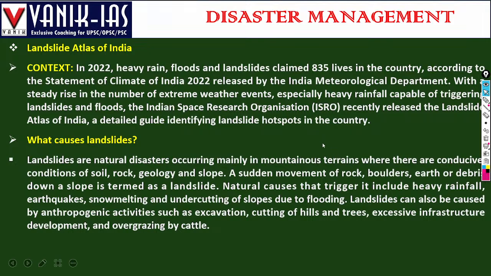What causes landslides? Landslides are natural disasters occurring mainly in mountainous terrain where there are conducive conditions of soil, rock, geology and slope. A sudden movement of rock, boulders, earth or debris down a slope is termed a landslide. Natural causes that trigger it include heavy rainfall, earthquakes, snow melting and undercutting of slopes due to flooding. Landslides can also be caused by anthropogenic activities such as excavation, cutting of hills and trees, excessive infrastructure development and overgrazing by cattle.